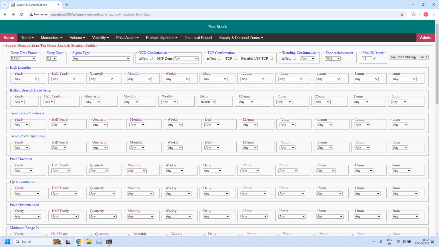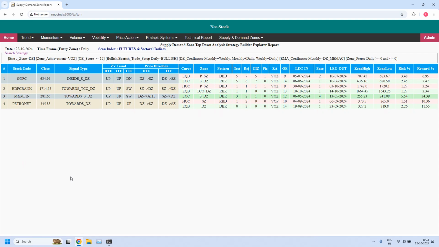Let's verify. In the EMA confluence, at monthly time frame, monthly demand zone with monthly EMA confluence I set up. Why? Because the daily and weekly zones are part of the monthly zone. That's why monthly EMA confluence we are verifying. All the 4 stocks are having monthly EMA confluence. Check here in the EMA confluence, monthly demand zone with monthly EMA confluence. Very good.